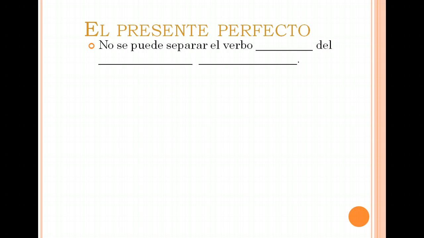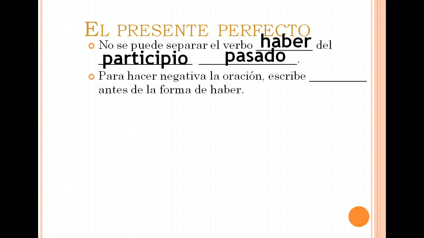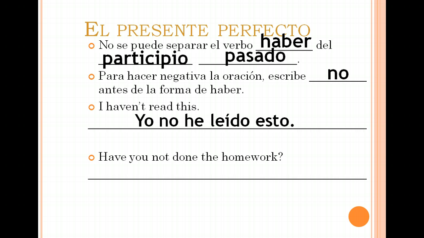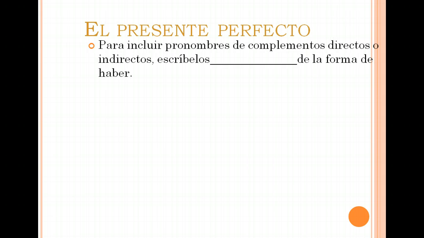With the present perfect, those two verbs can never, ever be separated. So you can never separate haber from the past participle. If you want to make the sentence negative, you have to put the word no in front of the form of haber. You can never separate the two verbs. So I haven't read this. Yo no he leído esto. Have you not done the homework? No has hecho la tarea. Nothing can ever go between these two verbs.